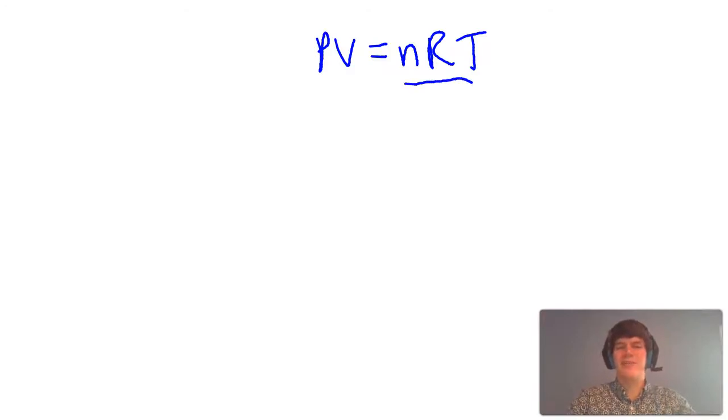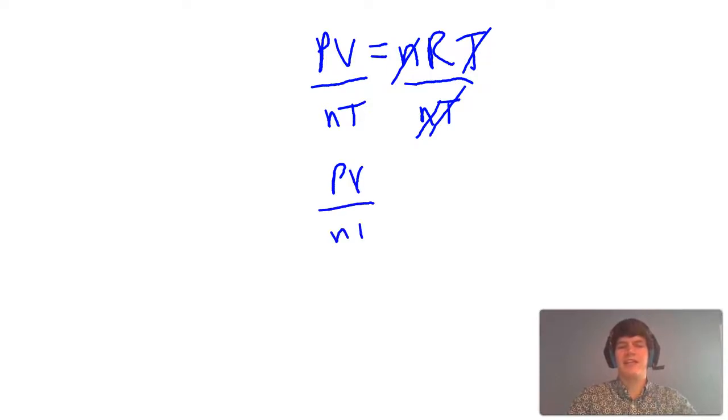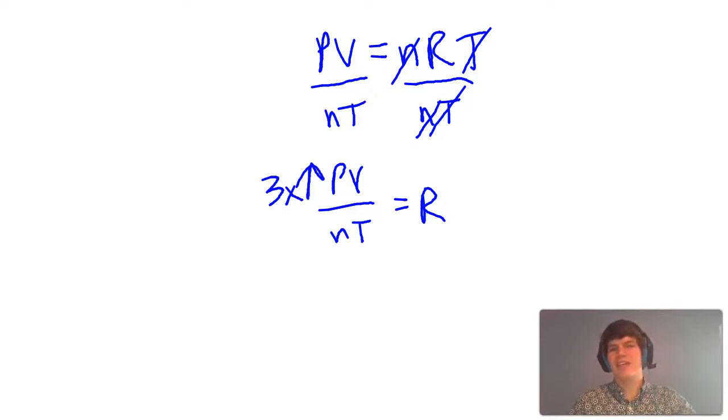For instance, in this case, I'm going to divide both sides by nT. That's going to cause the variables n and T to cancel out, leaving me with PV divided by nT equals R. And R is a constant, and so I'm going to do whatever it takes to keep everything equal to the same thing, right? So for instance, in this case, we're multiplying the pressure by 3. If I'm going to keep everything equal to a constant, I also need to multiply n by 3. So the number of moles needs to triple.